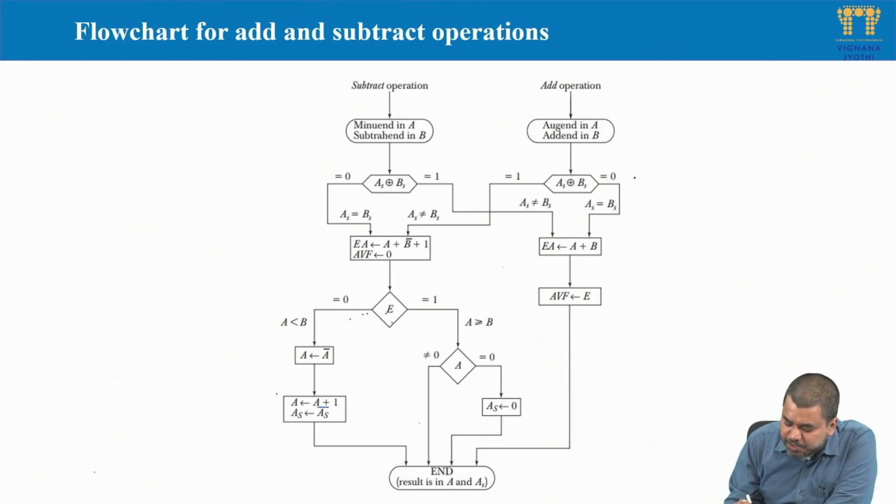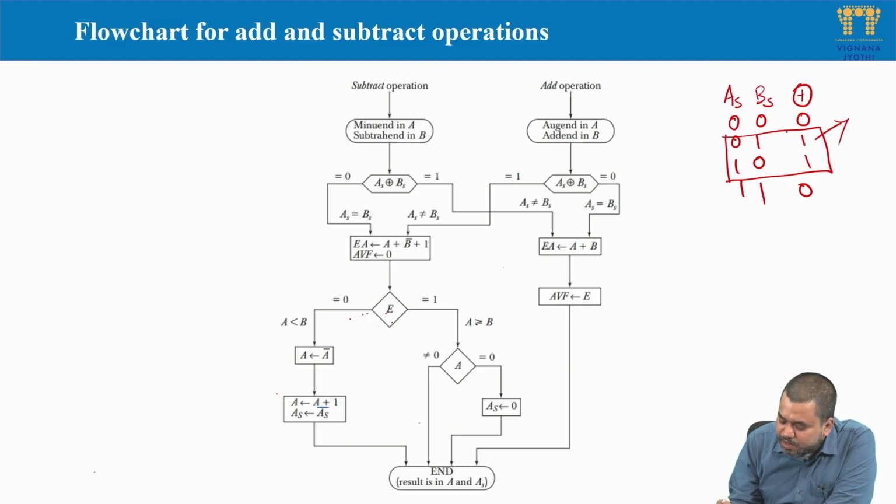Now if we perform the XOR operation between AS and BS, you know that. What do we get? 0 0 gives 0, 0 1 gives 1, 1 0 gives 1, 1 1 gives 0. So if the signs are equal, we get 0. If the signs are different, we get 1. If the XOR operation is 1, it means the signs are not equal. If the XOR operation is 0, it means the signs are equal. Like this, based on the XOR operation, I can compare the signs of these two numbers and tell whether the signs are equal or not.